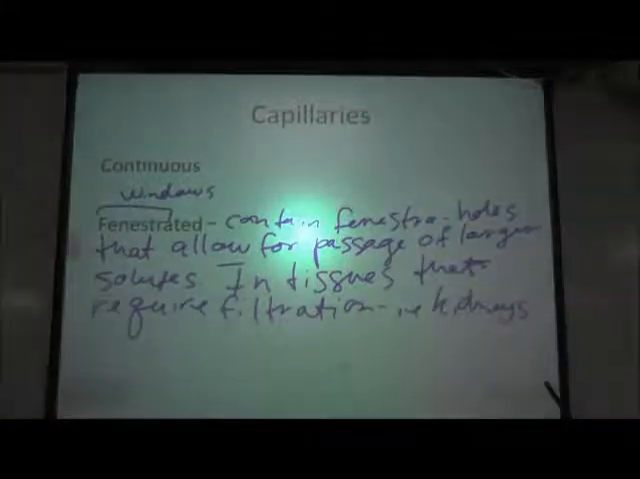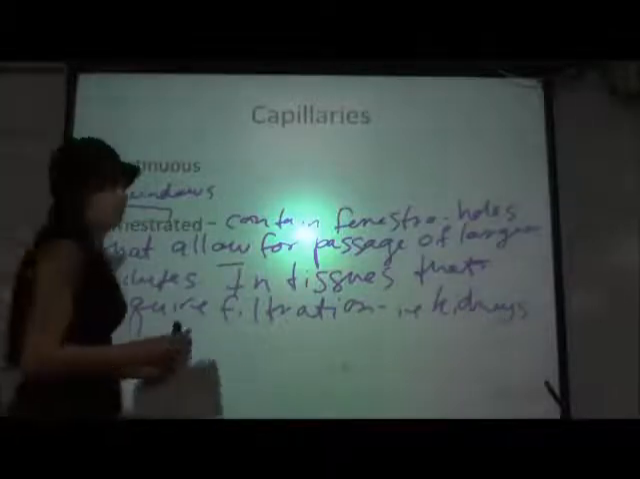So our fenestrated capillaries are going to allow most of our larger solutes, other than like big proteins. So big proteins shouldn't be able to squeeze through there, but things like waste molecules can pass through our fenestra.